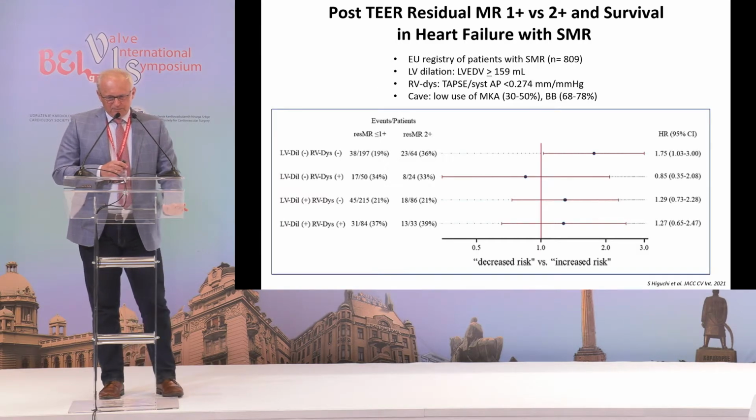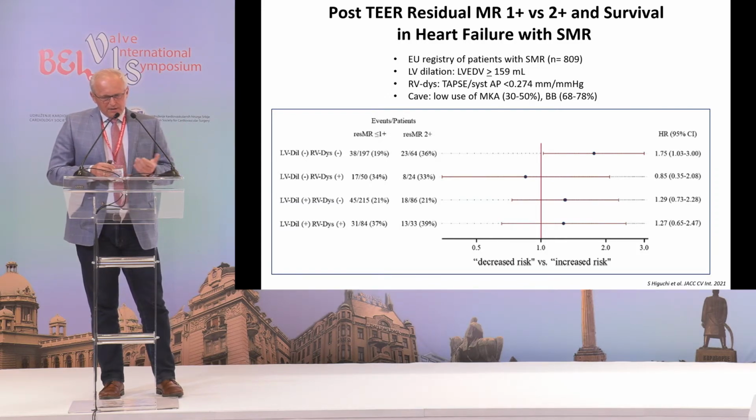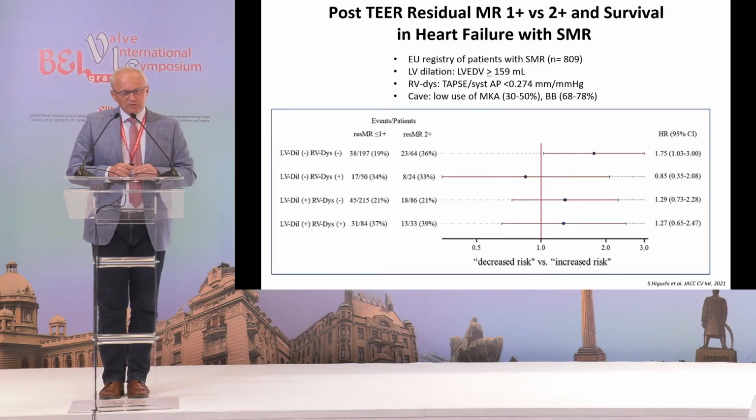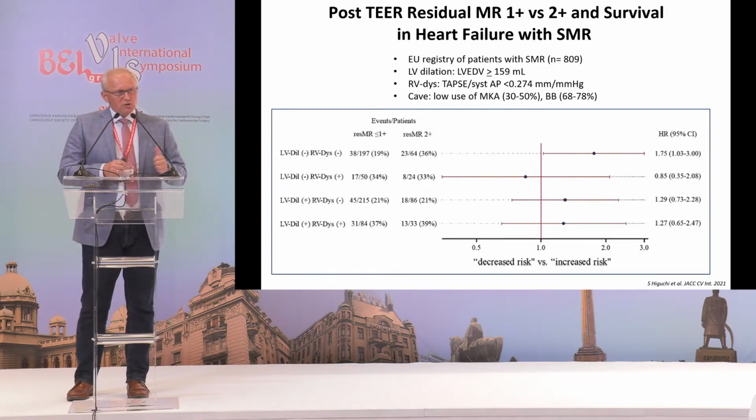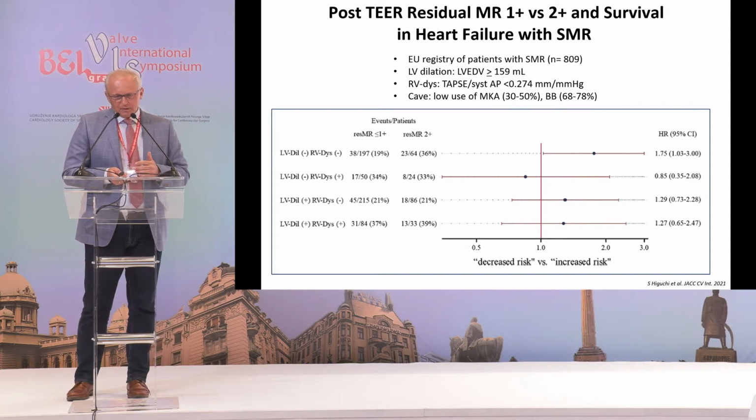Now this is the main plot of the hazard ratios. You see these 4 categories combining the dilation and RV dysfunction. And it's clear to see that improved outcome, survival, was achieved only in patients having a not too dilated left ventricle and preserved RV function. In all the other categories, there was no major impact on the survival benefit.